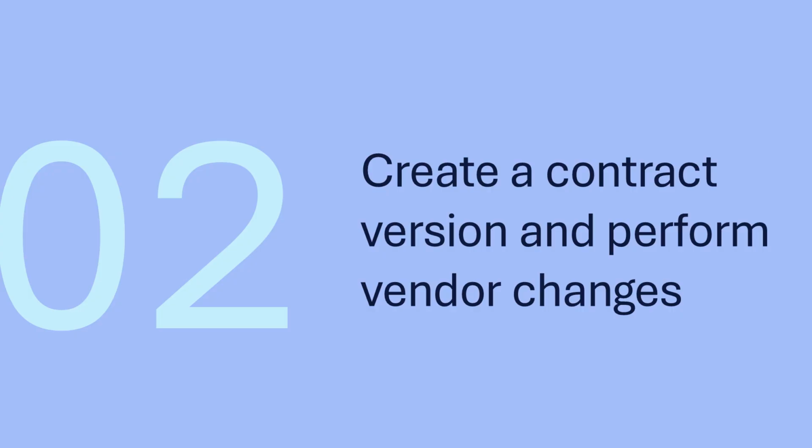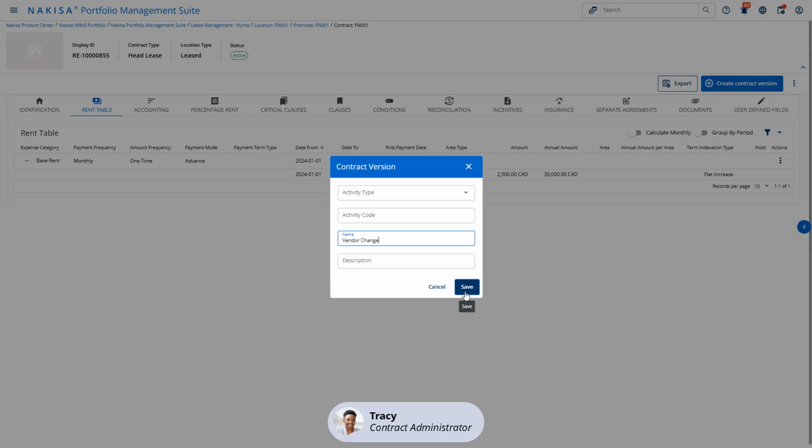Next, I'll show how to create a contract version and perform vendor changes. Now, I need to make vendor changes starting from March 2025 until December 2025. From the same contract page, I click on the Create Contract Version option, which opens the Contract Version pop-up.